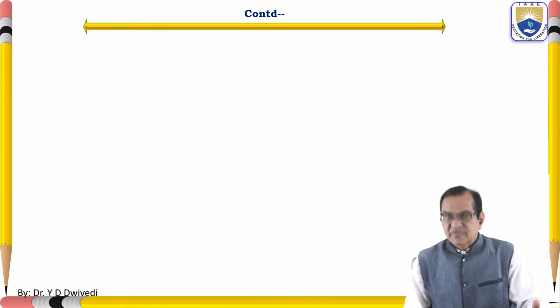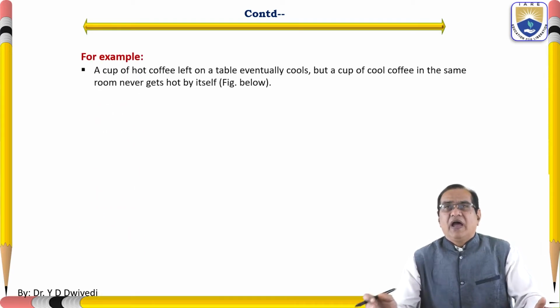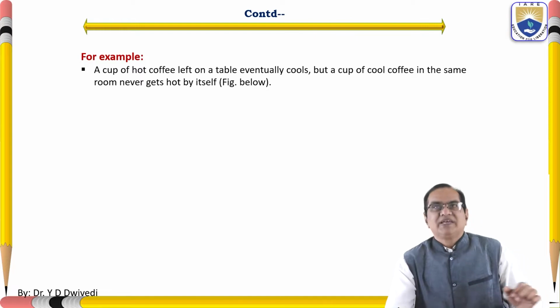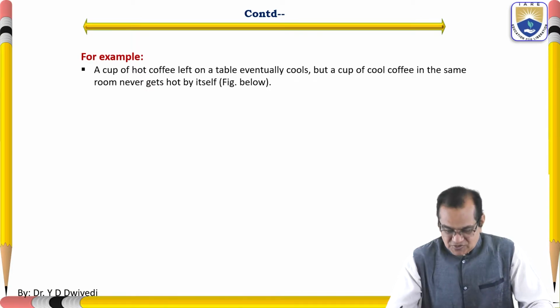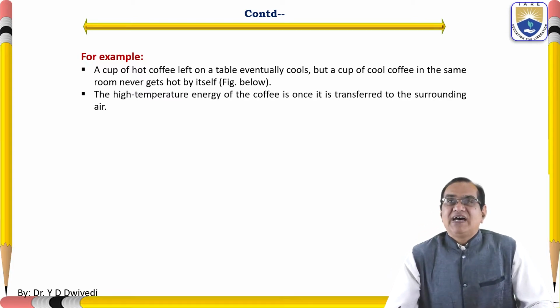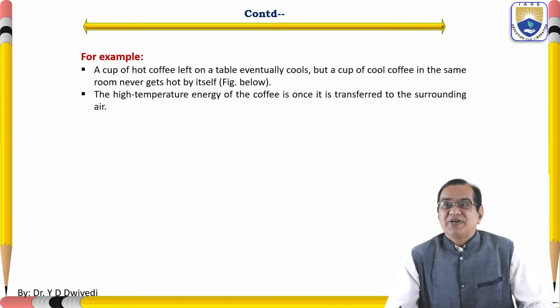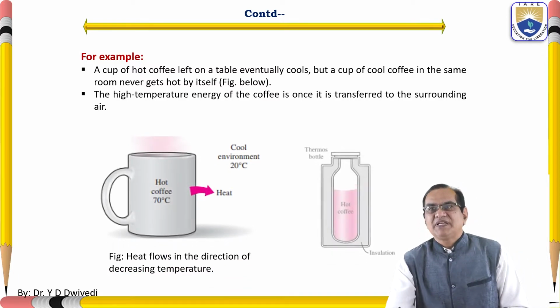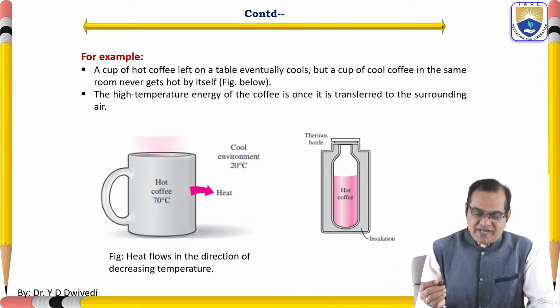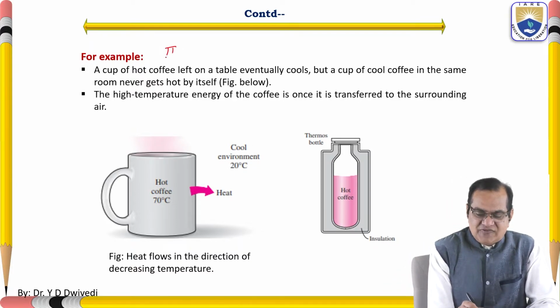Next, another example I am showing here: a cup of hot coffee left on a table eventually cools, but a cup of cool coffee in the same room never gets hot by itself. So this is the principle of the second law. The high temperature energy of the coffee, once it is transferred to the surrounding air, you can see here how these things are happening. So this is an example for the second law of thermodynamics.